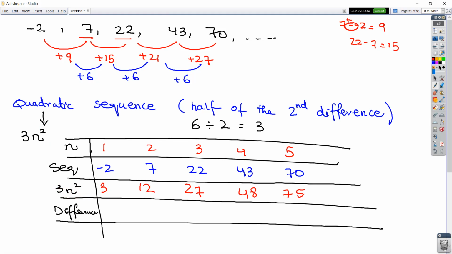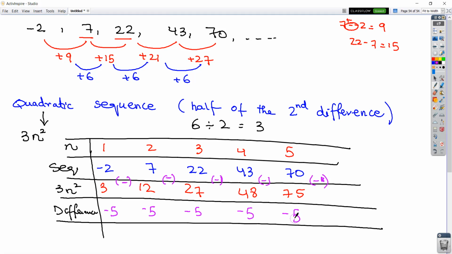Now we do the step of finding the difference. So we're going to take them away from each other, finding the difference between each of them. Minus 2 take away 3 would give minus 5. Then 7 take away 12 is minus 5. 22 minus 27 would be minus 5 again. And we are getting the same common difference of minus 5.